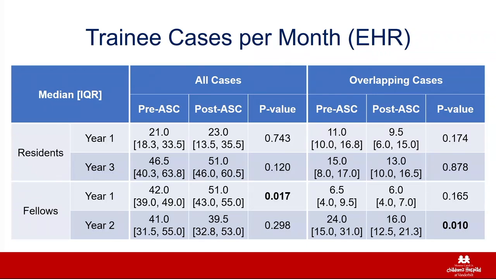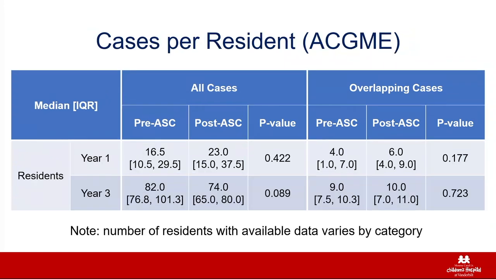The one statistically significant decrease that you can see there is a slight decrease in second year fellow numbers for the overlapping subset cases. This is the ACGME data, which we have structured here the same way, looking at first and third year residents.